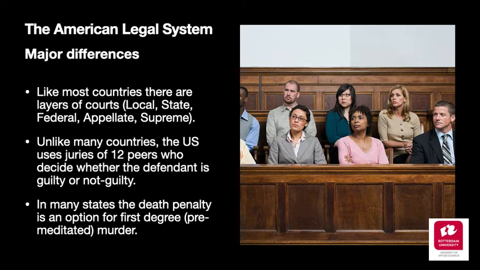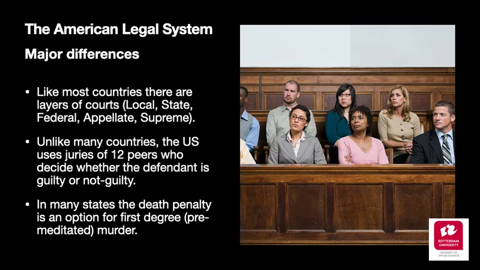Now, the first is that the United States has different levels of courts, like all countries do. So there are local courts. For instance, if you're caught driving too fast in a state, you may be asked to go to a local municipal court, like a city court. You then also have state courts, federal courts, and appellate courts, which are kind of like the courts that you go to if you don't agree with a court's decision. And then the highest court in the country is called the Supreme Court.